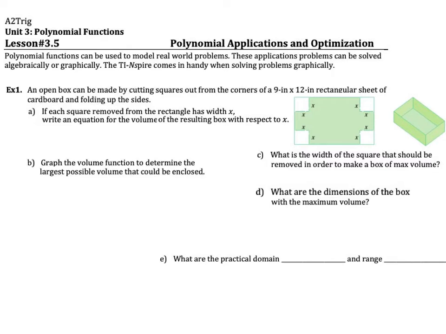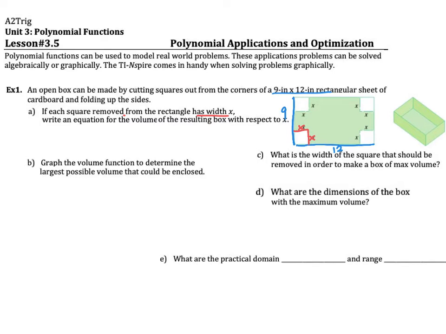So let's look at example 1. It says an open box can be made by cutting squares out of the corners of a 9 by 12 rectangular sheet of cardboard and folding up the sides. So this over here on the right hand side is supposed to be representing our 9 by 12 sheet of cardboard, and we are cutting out these squares right here. Right, and so we're calling this, each square removed from the rectangle has a width of x, so this is x and this is x.